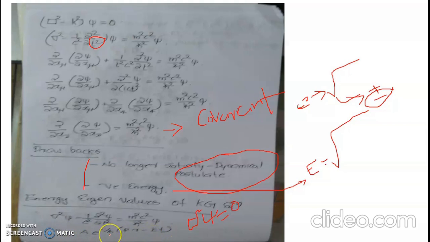If you like, you can take this h cross into the bracket, then this becomes a e raised to i into (p by h cross dot r minus E by h cross into t). P by h cross is the wave vector k and E by h cross is the frequency omega. Then we replace it as psi equal to a e raised to i into (k dot r minus omega t).